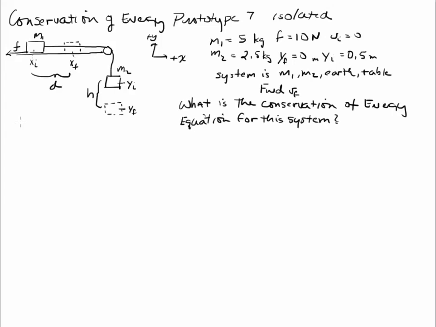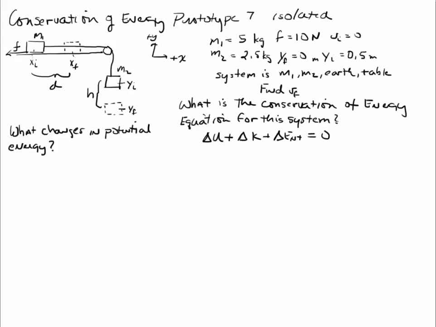What is the conservation of energy equation for this system? That's simply that the change in potential energy, in this case gravitational potential energy, plus the change in kinetic energy, plus the change in internal energy must sum to 0.